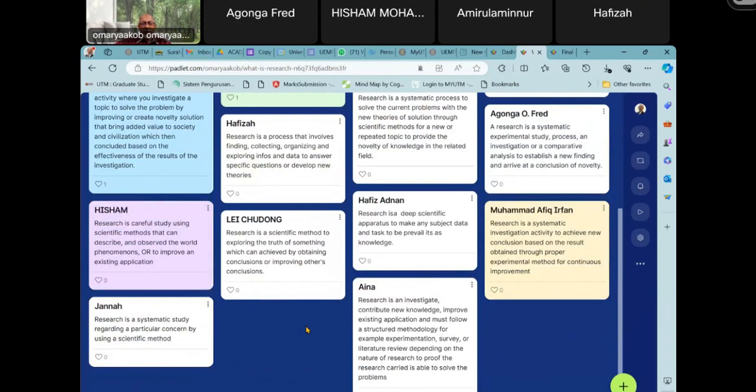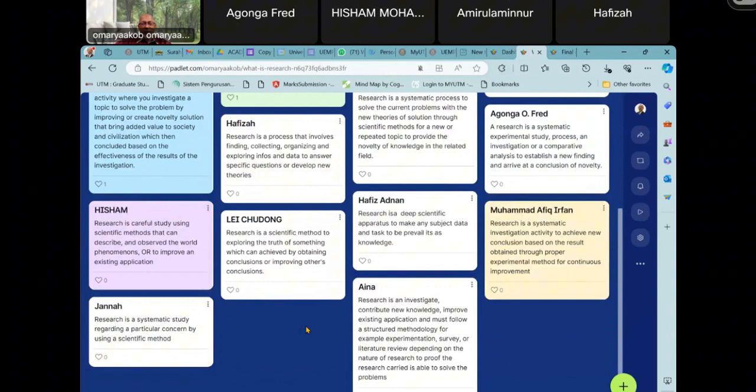So it's a systematic experimental study. It's a process, an investigation, or a comparative analysis to establish a new finding and arrive at a conclusion of novelty. That was why I made my definition that way, from my own understanding of the definition of research.